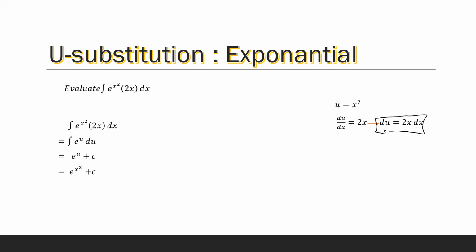The exponent with u, this thing is equal to du. And then when we integrate it, we get e to the u plus c. After we get this, we substitute u back with x squared. This is the final answer.